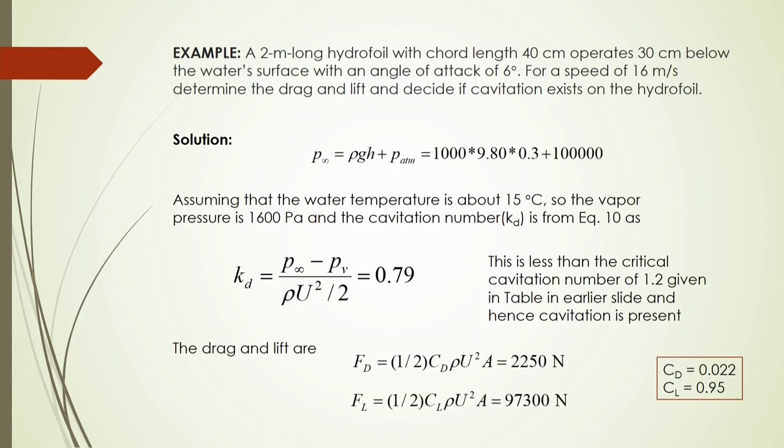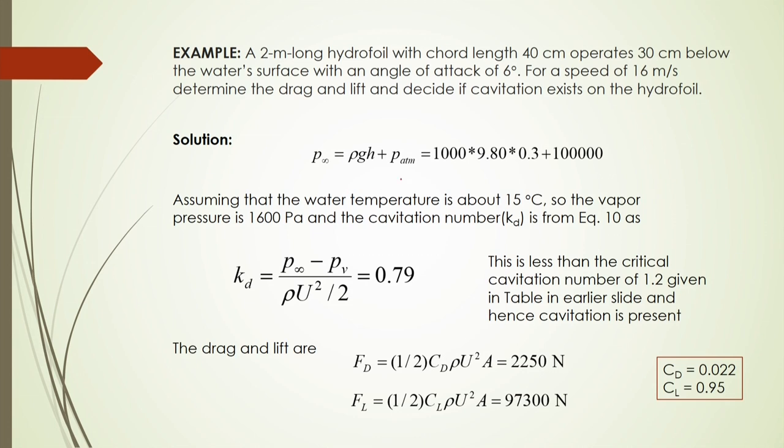Now, with cavitation, how do we calculate it? Let us do an example. Suppose a 2 meter long hydrofoil with a chord length of 40 centimeter operates 30 centimeter below the water surface with an angle of attack of 6 degree. Now, for a speed of 60 meter per second, determine the drag and lift and decide if cavitation exists on the hydrofoil or not.